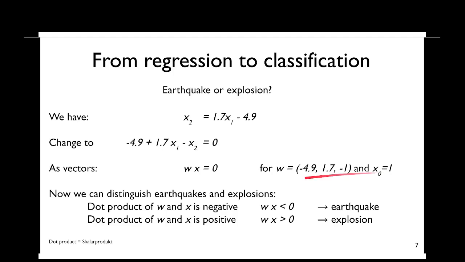So now we can distinguish earthquakes and explosions very easily with the dot product, which multiplies w and x position by position. And when the dot product of w and x is negative, represented over here, it's an earthquake. If it's positive, it's an explosion.